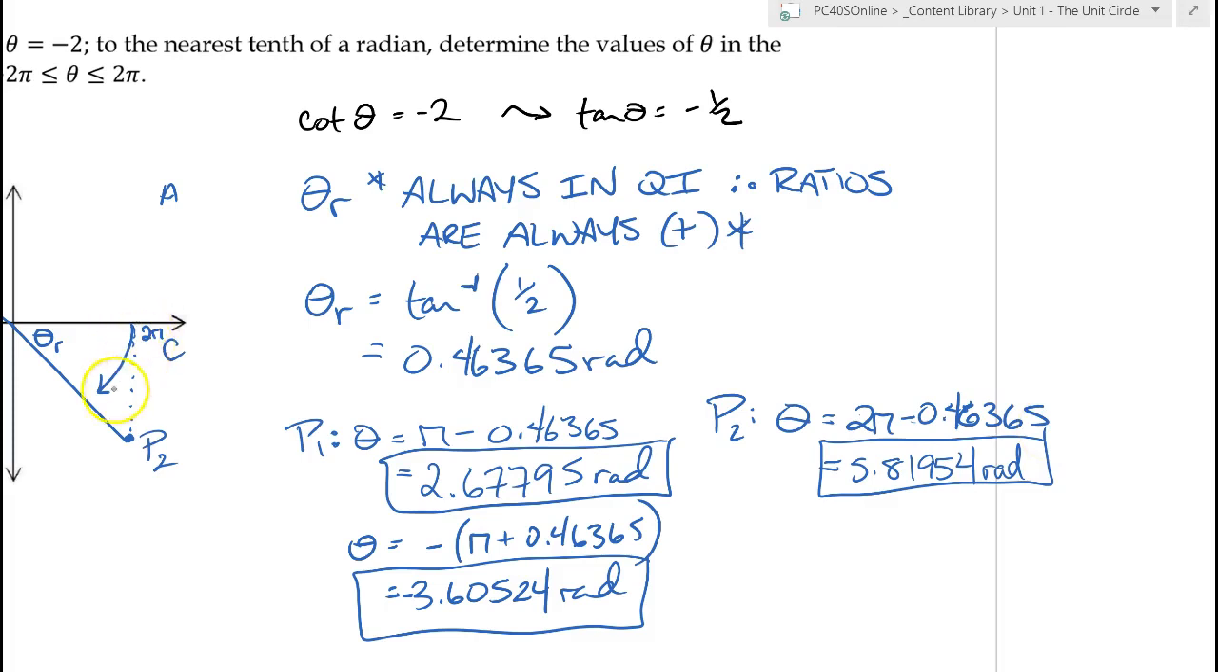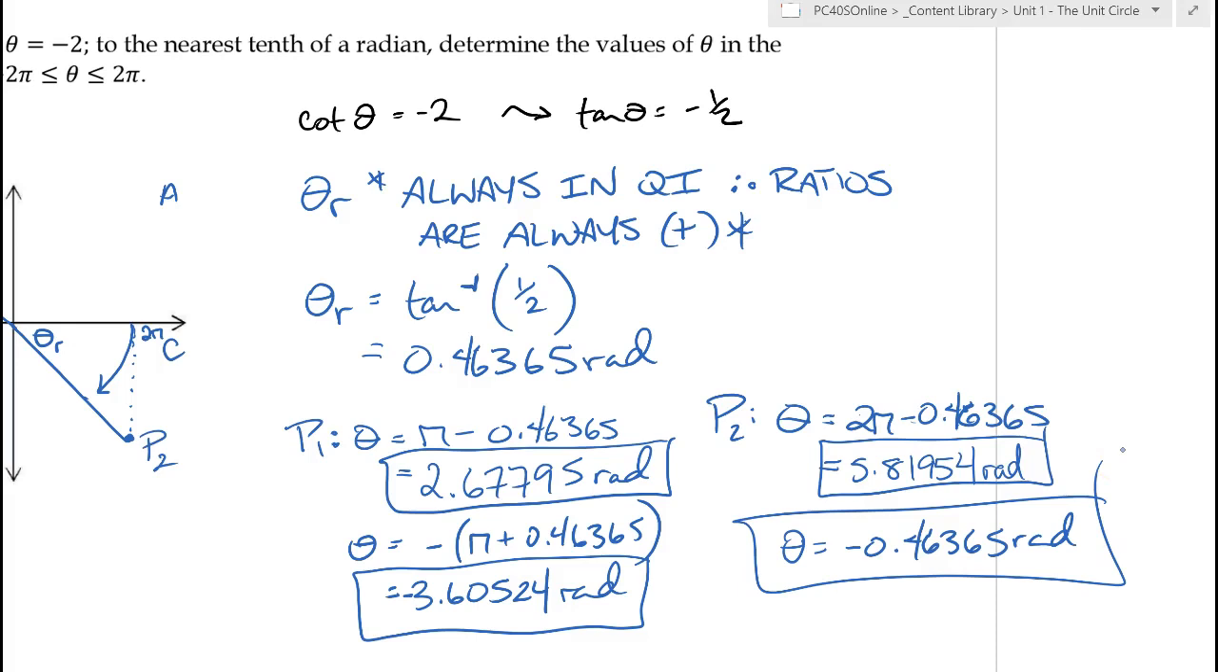But I could work from a negative perspective as well, in which case it would just be from 0 measuring to this terminal arm. So that's probably the nicest one to work with, because that would be just negative 0.46365 radians. So we've got 4 answers for this question.